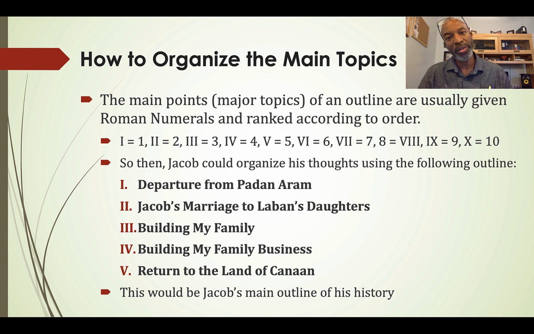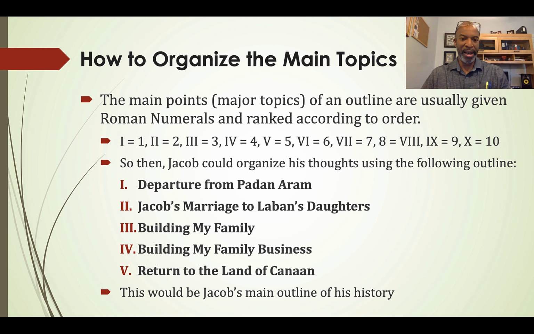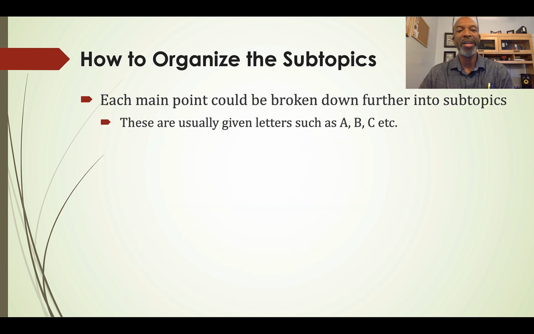He knows the order that he wants to talk about. So the remainder of his task is just to go in and fill in those details. Obviously, those are just the major subjects that he wants to talk about. But within each one of these topics, Roman numeral 1 through 5, there's a lot of information. For instance, there was a significant amount of information in Roman numeral 2, Jacob's marriage to Laban's daughters.